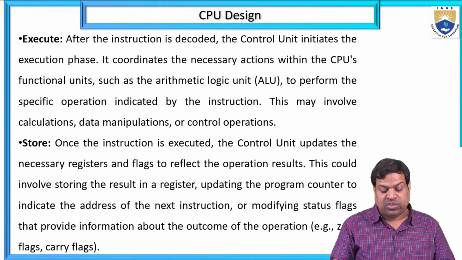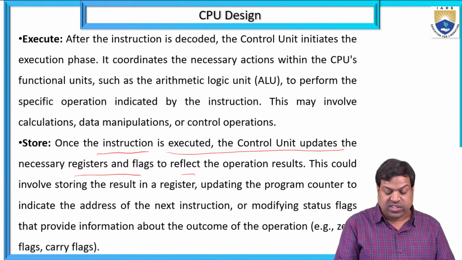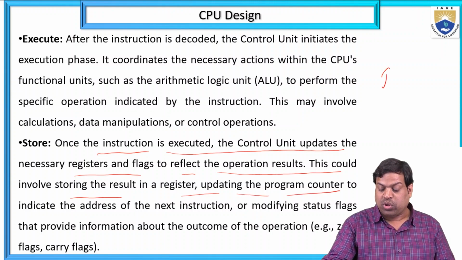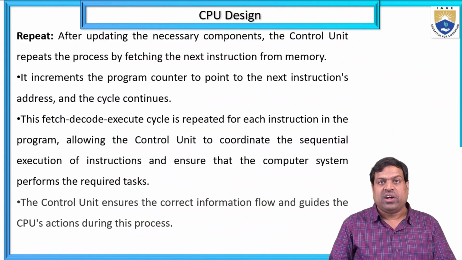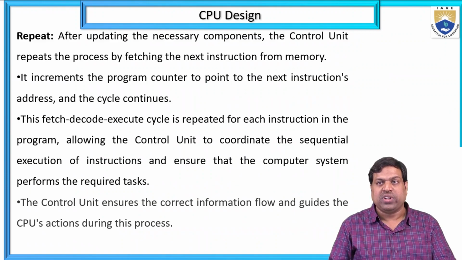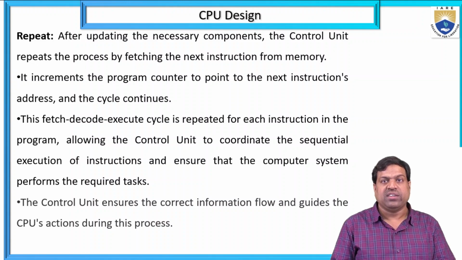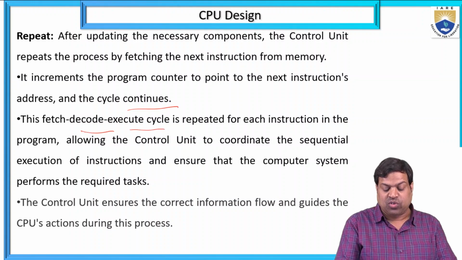And store, the values are stored. When the instruction is executed, the control unit updates the necessary registers and flags and reflects the operation result. That could involve storing the result in a register, updating the program counter for the next instruction. It provides information about the outcome of the operation, that is a flag, like the carry flag. And repeat means after getting the output, the control unit repeats the process by fetching the next instruction from memory and incrementing the program counter to point to the next instruction address, and the cycle continues. Fetch, decode, execute.